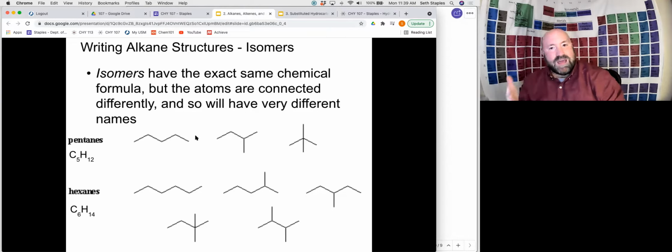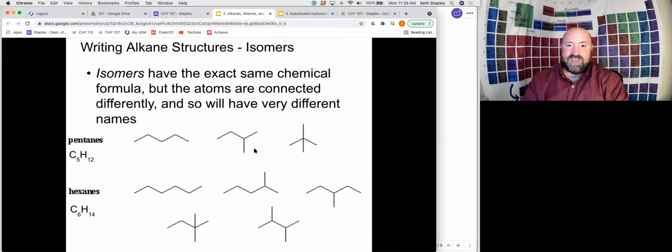And we're going to talk about how we would name those in a little bit. This would be straight up pentane here, and this would be straight up hexane. These others would not get those same names, and that's a large part of the subject of our next lecture.